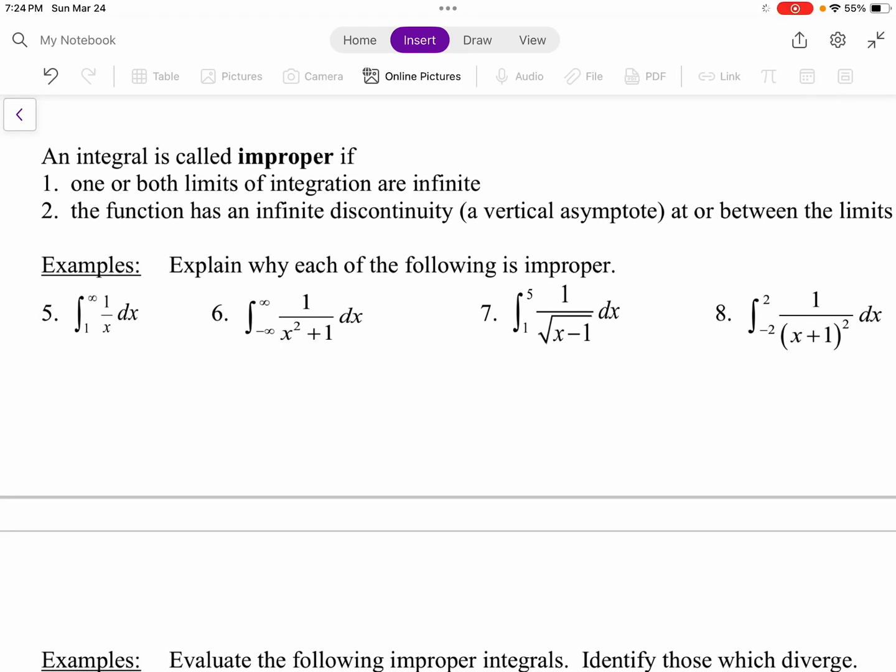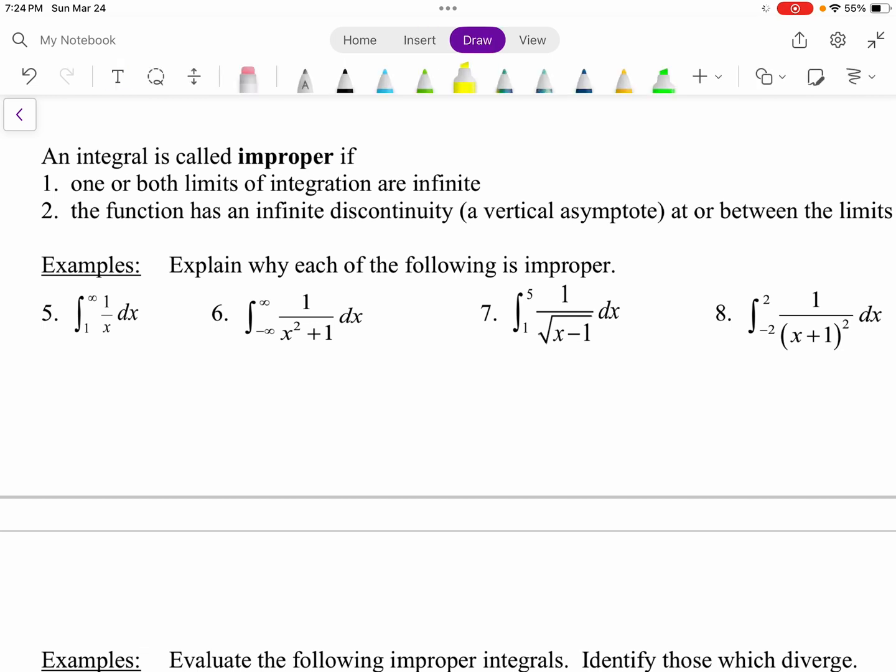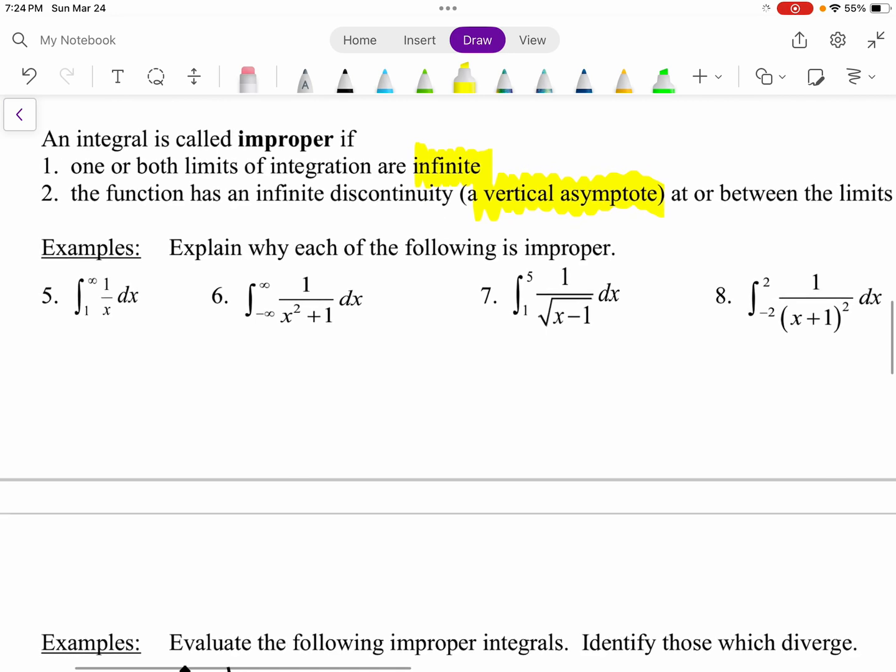All right, today we're going to talk about what an improper integral is called. So an improper integral is an integral where one or both of the limits of integration are infinite. And the other option is that there's an infinite discontinuity, in other words, a vertical asymptote, and that can be on the limit itself, or it can be between the limits.